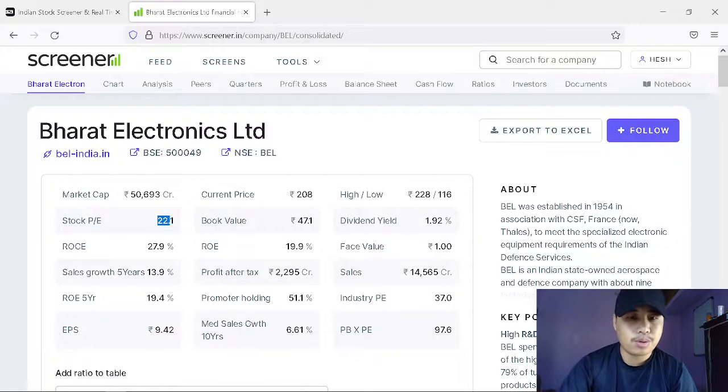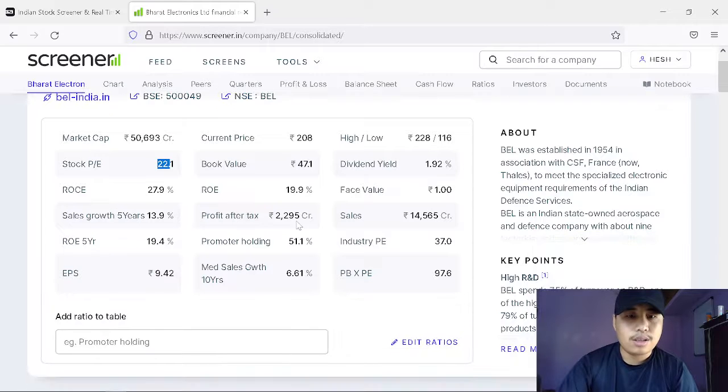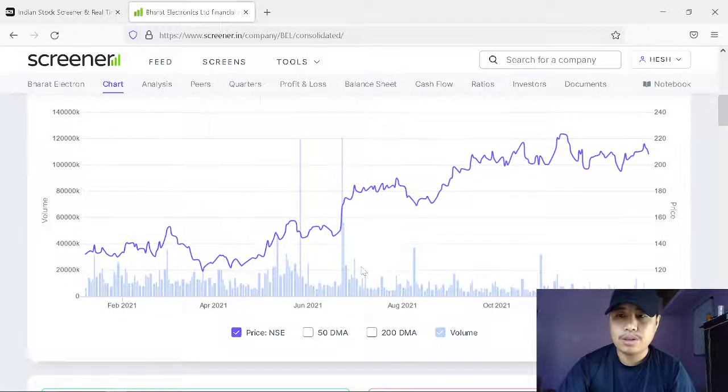Book value is not very impressive, but it's okay. It's at 47. If the book value is around 150, then it's very good. ROCE is also okay, and sales growth and ROE are also good. EPS 9, which is very good. Compare here. So overall, this stock is very good for now.